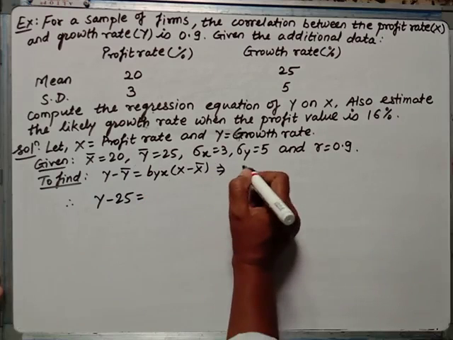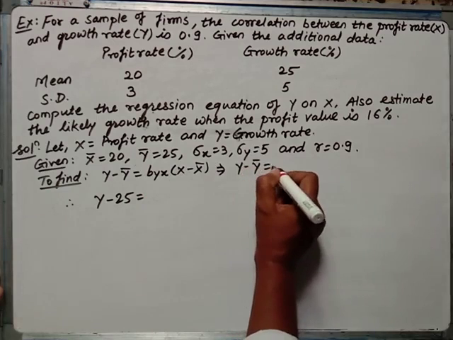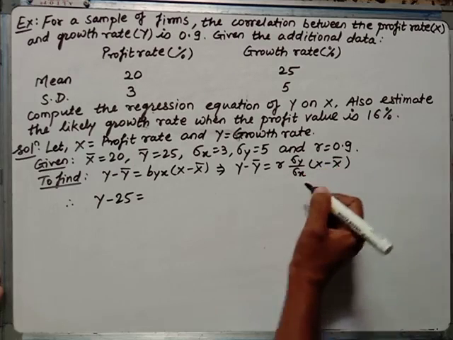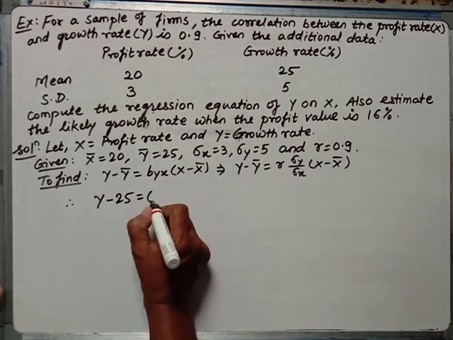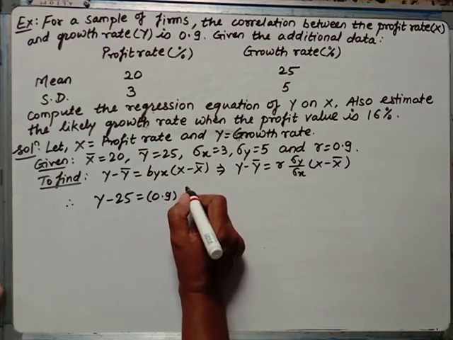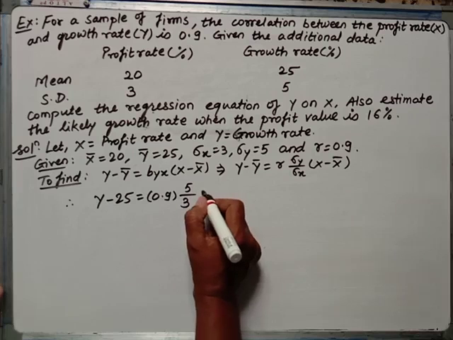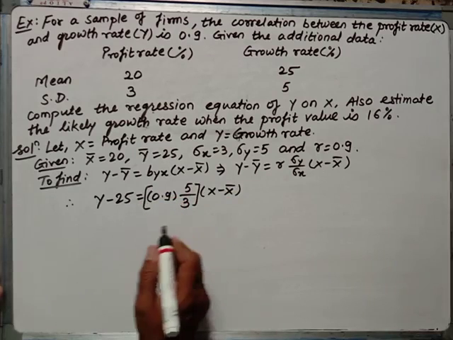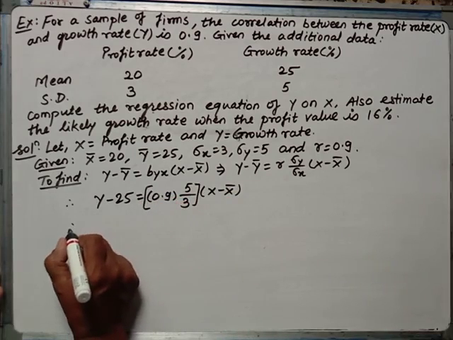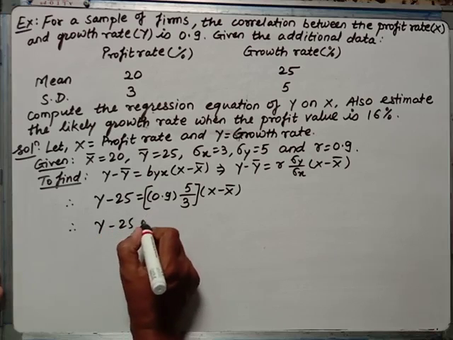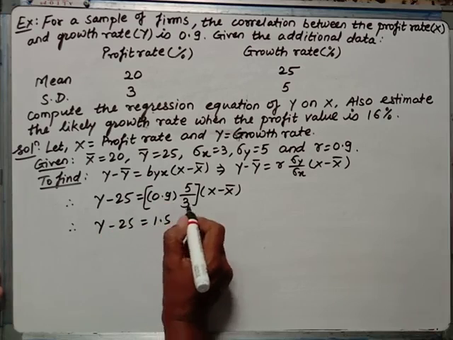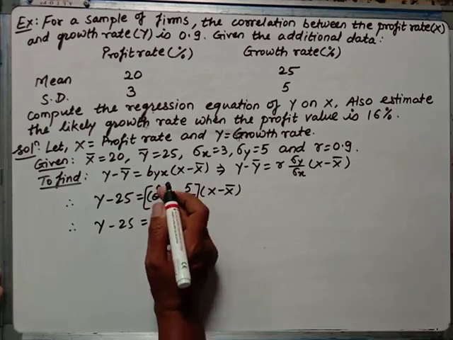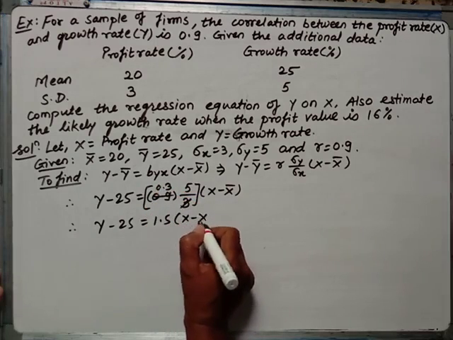R into sigma y by sigma x into x minus x bar. So R is 1 to 9 into sigma y, which is 5 upon 3, into x minus x bar. This part is a constant. Now that is same as y minus 25. After simplifying this part, we get 1.5. This is 0.3 and this one gives us 1.5, into x minus x bar.